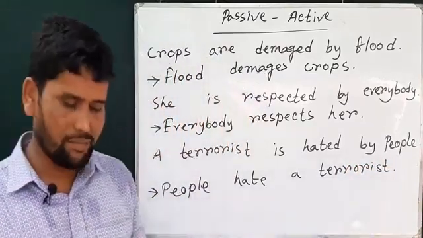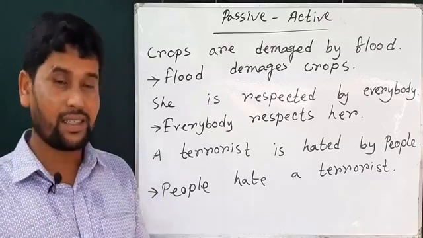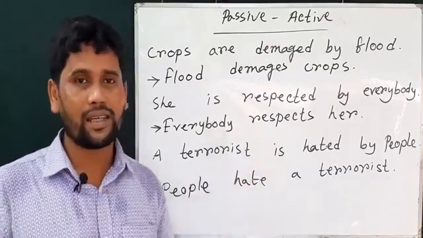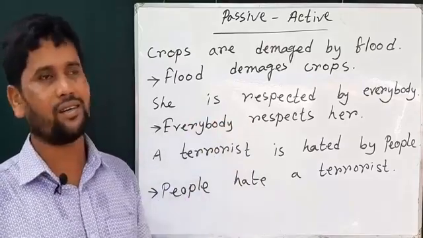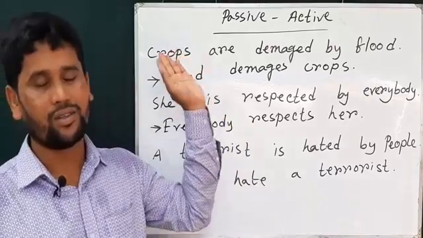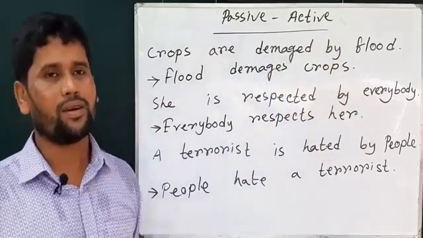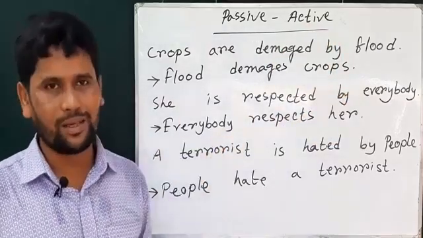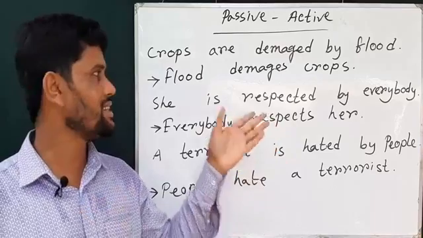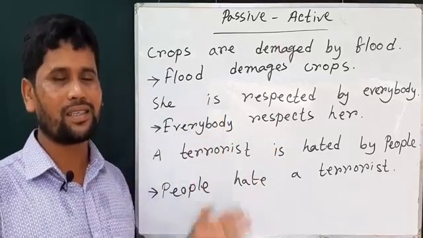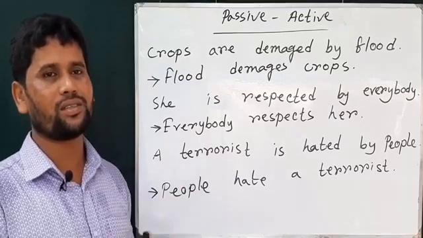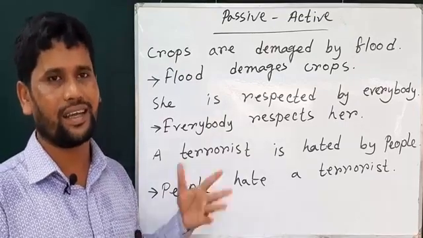So very simple. If we find the sentence is in the present indefinite tense, then we use am, is, are when we change active to passive. But when we change passive to active, we delete am, is, are and use the present form of the verb, and when the subject is third person singular, we use s or es at the end of the verb.